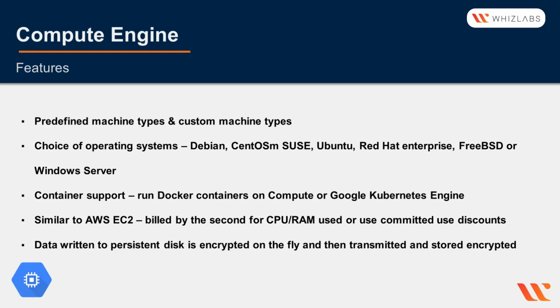So the Google Compute Engine offers predefined machines with common configurations, or you can create your own with your own specifications and needs based on the workload requirements. Different versions of Linux and Windows Server are supported. You can have Debian, CentOS, SUSE, Ubuntu, Red Hat, FreeBSD, or Windows Server. You also have container support with Docker containers on Compute or Google Kubernetes Engine.